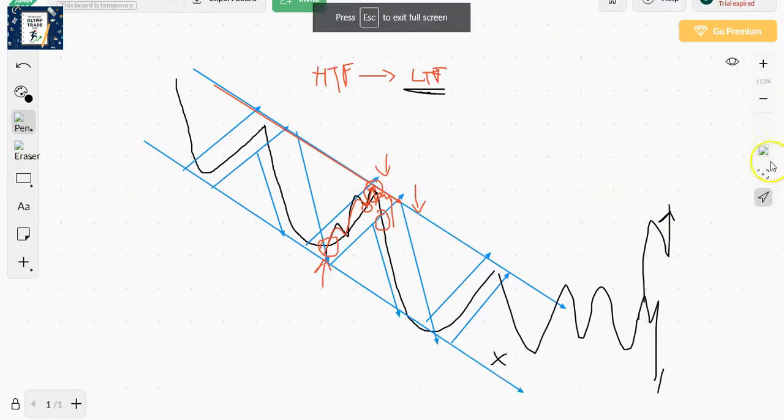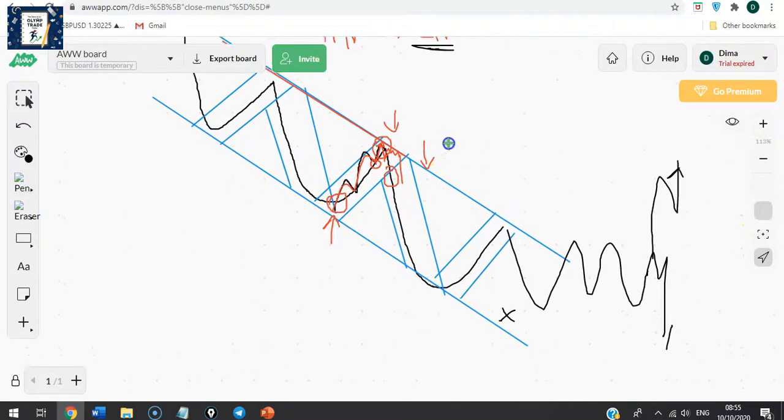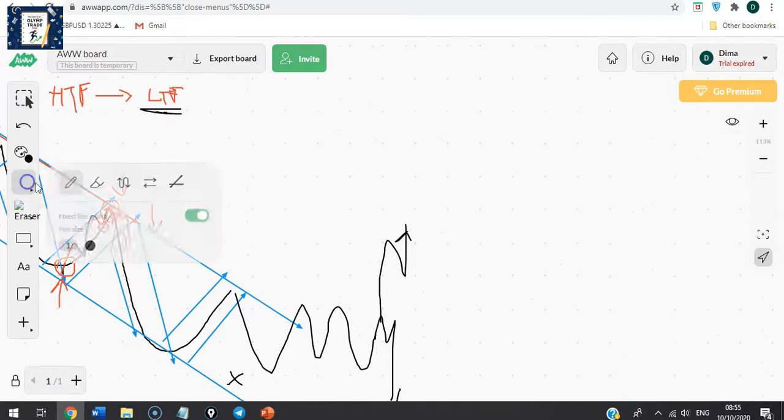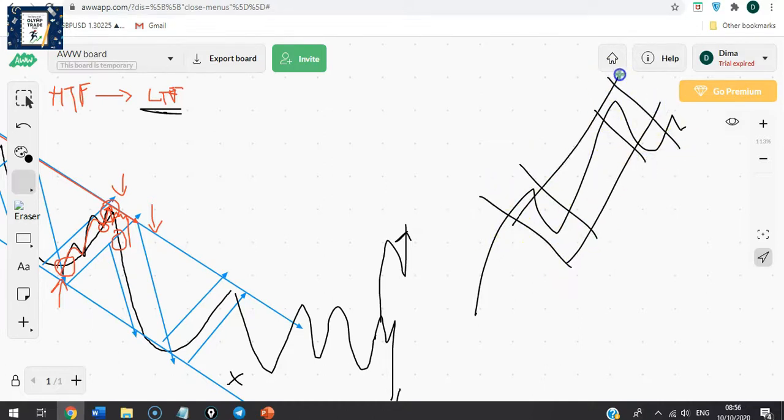So let's see how that looks on a chart and how we can apply it now that we have this concept. Of course, the same thing works in reverse. So we want to identify those structures and be in line with them. So let's look at a chart now.